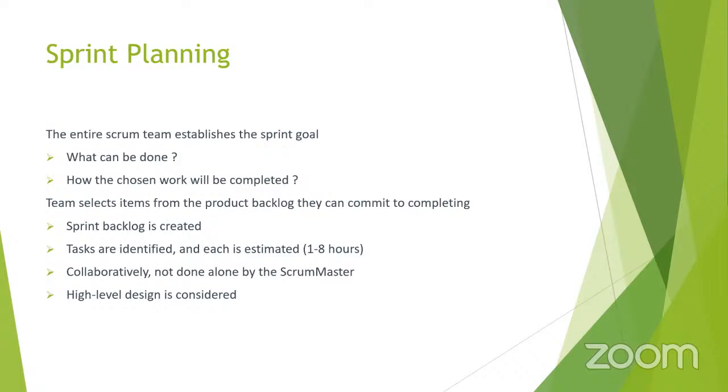In sprint planning, the entire team works on setting up the sprint goal. What is a sprint goal? We will write in 2 sentences what can be done and how the work will be completed. The team also selects items from the product backlog, and a sprint backlog is created. The product backlog is a huge list of items, but we cannot do everything in 1 month. So we are going to pick and choose the things that are critically important to be delivered this month. And different tasks can be identified, and each task is estimated.